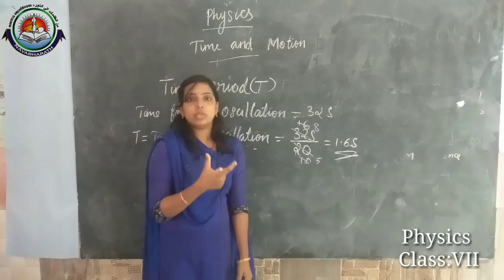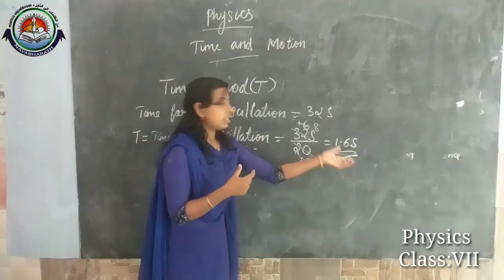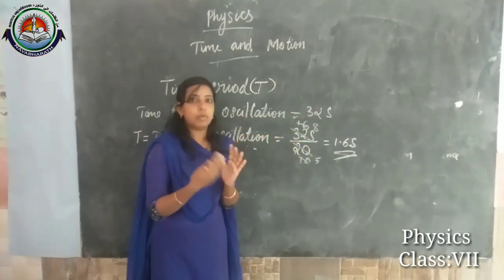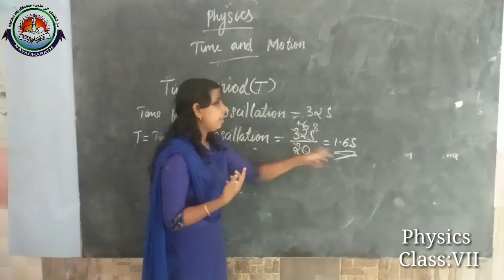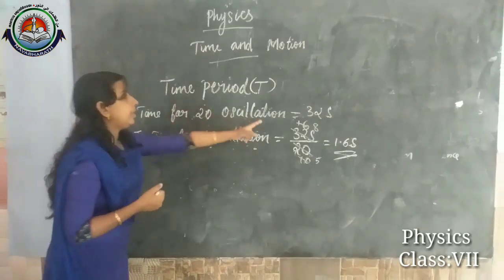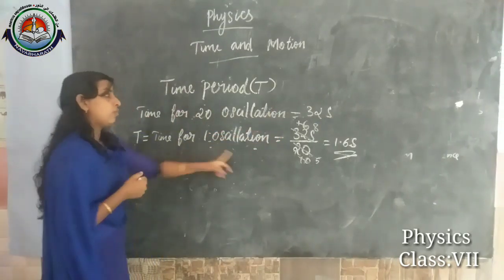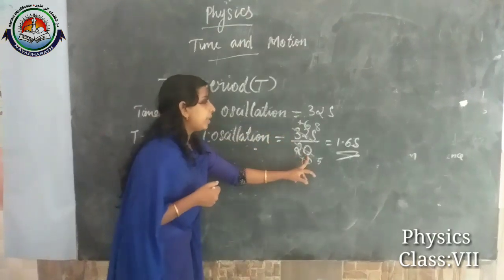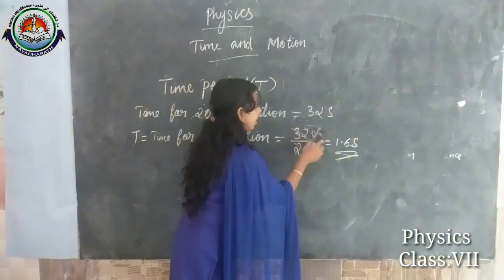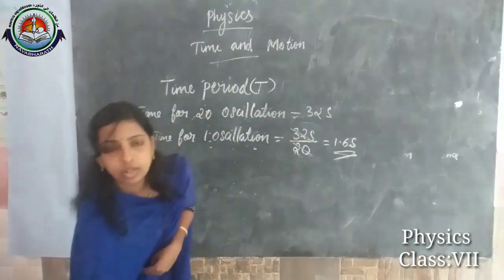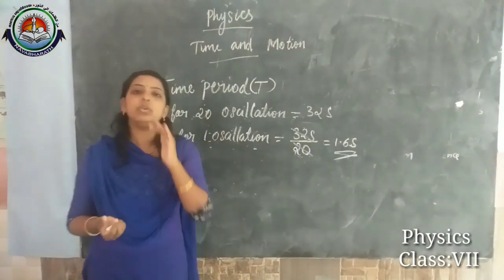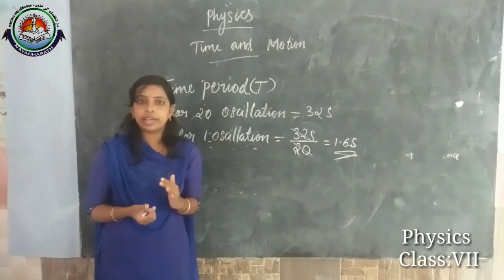Using a stopwatch, these decimal numbers will be quite difficult to find out, but if we count more oscillations, then in this way we can find the answer. Are you clear? That means time for 20 oscillations is 32 seconds, then time for 1 oscillation is 32 divided by 20, then you will get the answer 1.6 seconds. Okay, so that's all about the time period and the terms related to time period. Are you clear about it?